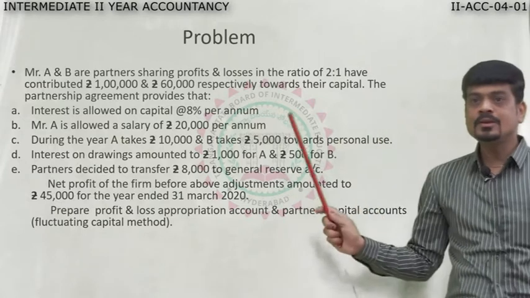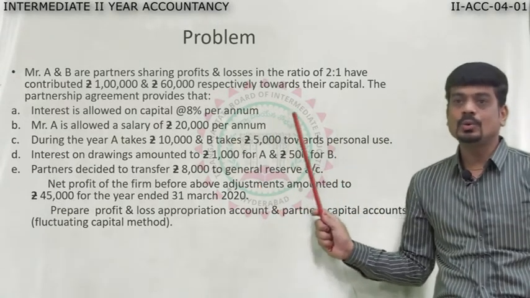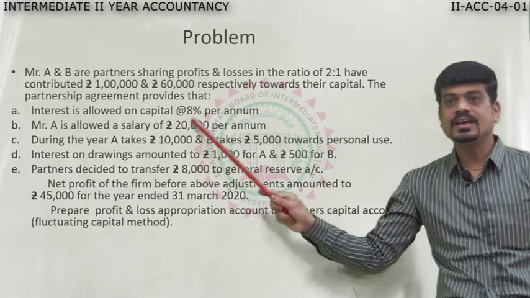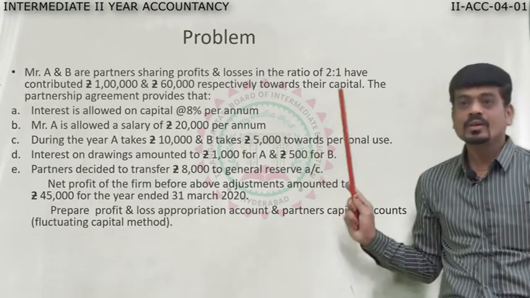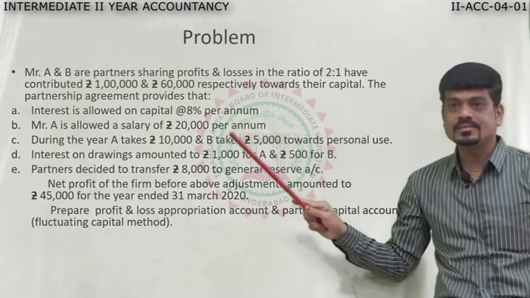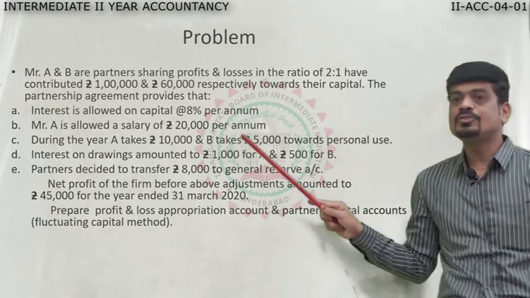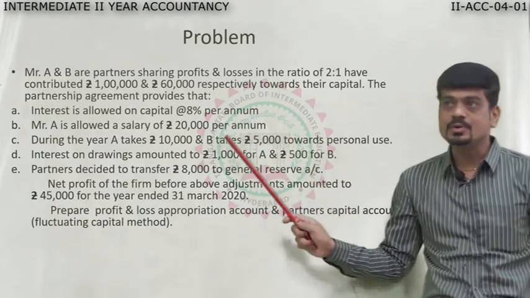The partnership agreement, in the sense the partnership deed, provides the following. What have they agreed? Interest is allowed at the rate of 8% per annum. So they have to pay interest to the partners. Then Mr. A is allowed a salary of rupees 20,000 per annum. Salary, in the sense, remuneration.